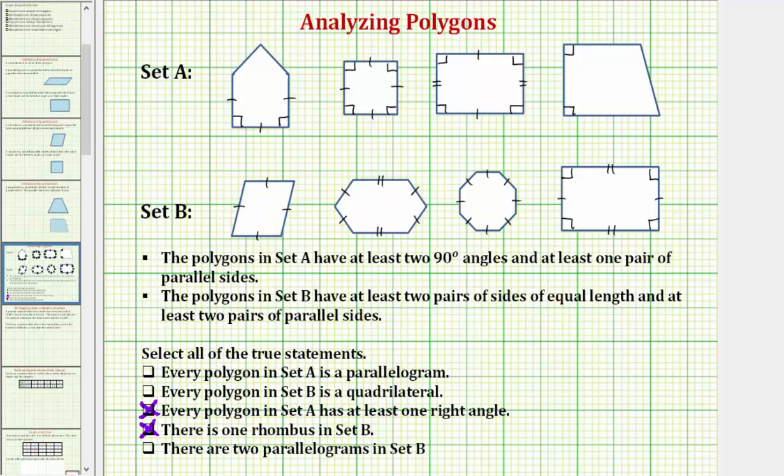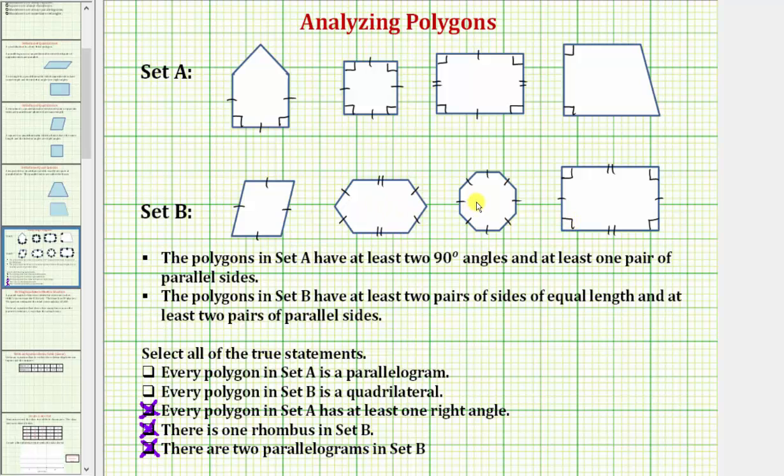And then finally the last statement, there are 2 parallelograms in set B. And this statement is also going to be true because remember we were told that the polygons in set B have at least 2 pairs of sides of equal length, but more importantly, at least two pairs of parallel sides. So the two quadrilaterals in set B, this rhombus and this rectangle, because it only has four sides and it has to have at least two pairs of parallel sides, we know the opposite sides must be parallel, and therefore it's true that for set B there are two parallelograms.